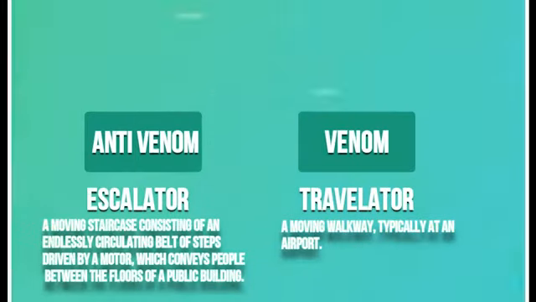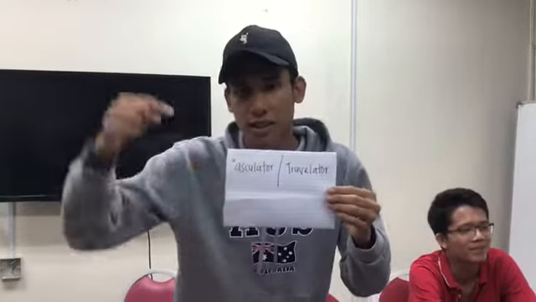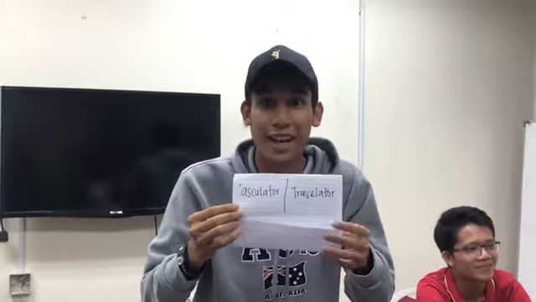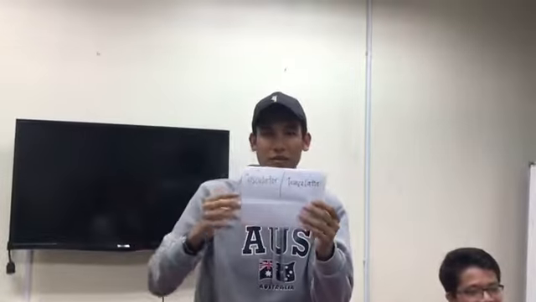So have you decided your partner? Okay, I will play with Mira. I play with Wong. And we're the game master. So here's the thing, guys. The right one is the anti-venom word, and the left one is the venomous word. So the guesser has to guess the anti-venom word.